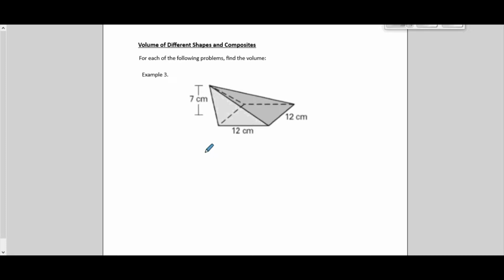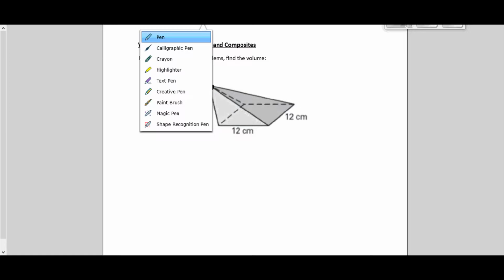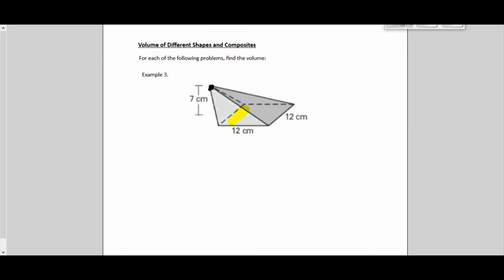The next one, this one is slanted, but we can still identify what our base shape is because we know here's the tip of the pyramid. So here is my base shape, down here.